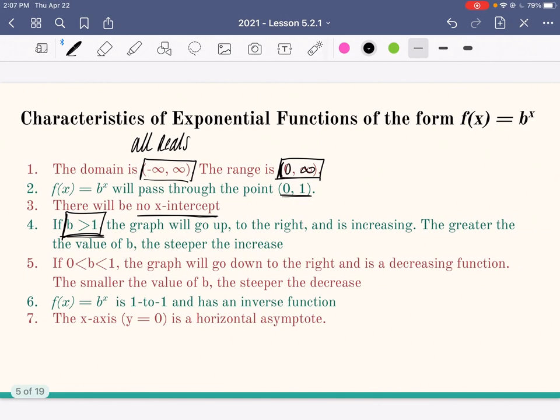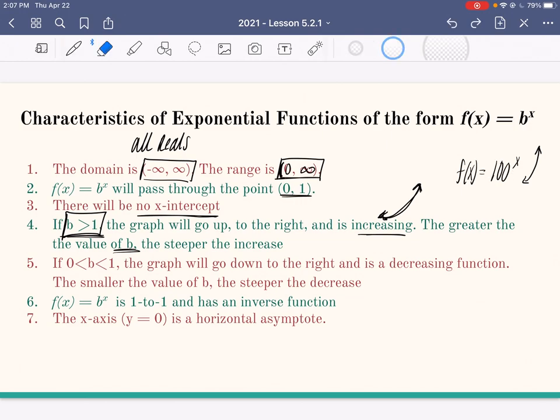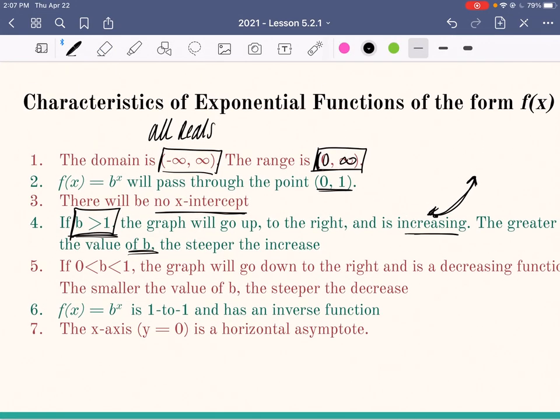If that's greater than 1, then it's going to be an example of exponential growth, where as the graph goes to the right, it's going to be increasing. Okay, also the greater the b value is, the steeper the increase. So if you have f of x equals 100 to the power of x, that's going to be a really steep increase, because now you're multiplying every single term by 100 instead of just by 2. So the bigger the number for b, the steeper the increase.